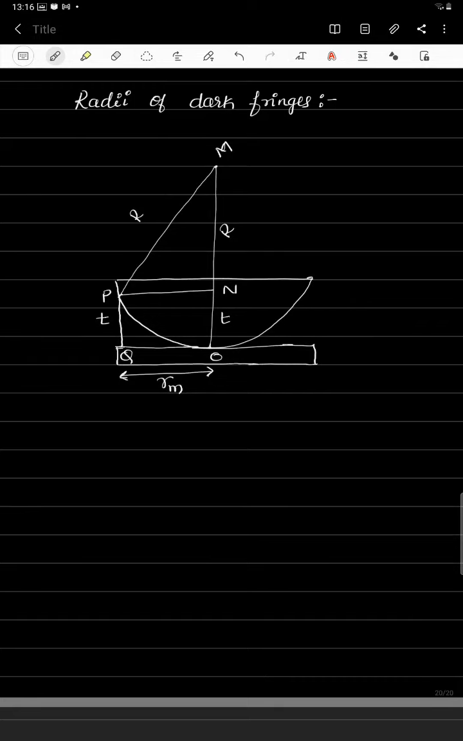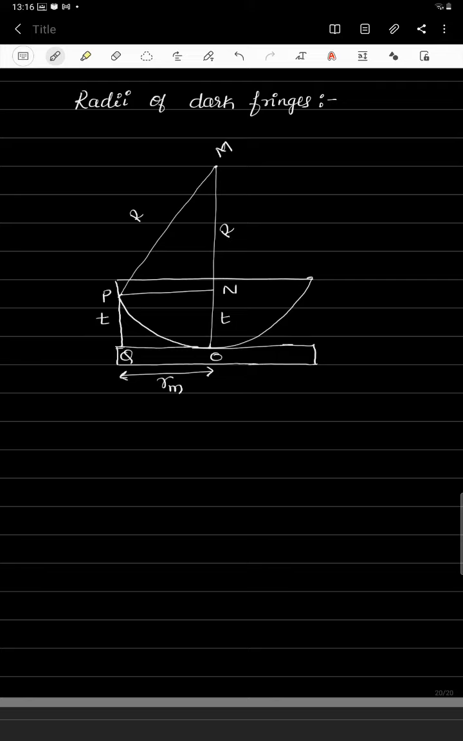Students, this is the continued part of the Newton's rings, where we are going to derive the expression for radii of dark fringes. So we know that in the Newton's rings, in the form of circles, alternate bright and dark fringes we are going to get, and the experimental arrangement for this is already over.